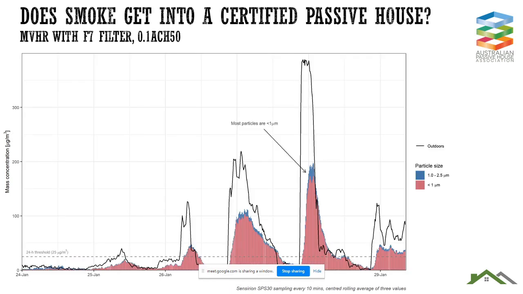What about turning to a fully certified passive house then? So this is actually Harley's place up in Canberra, the first certified passive house in Australia. Extremely tight, 0.1 ACH. So we're not going to get much tighter than that, with an F7 filter again on mechanical ventilation. And yet again, we're seeing the levels of particulate matter indoors well and truly exceeding healthy levels, although the peaks indoors are again significantly lower than those outdoors.